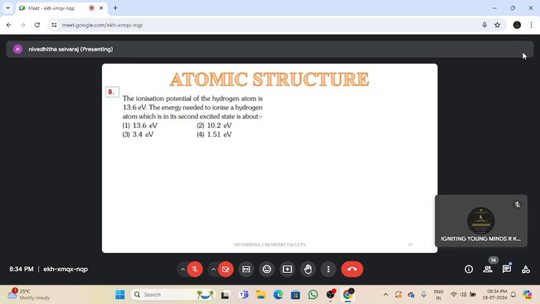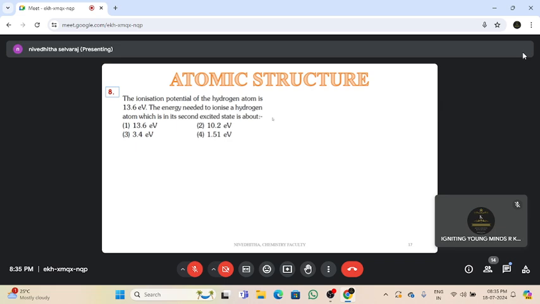Okay. How about this question? This is also very easy. The ionization potential of the hydrogen atom is 13.6 electron volt. The energy needed to ionize a hydrogen atom, which is in its second excited state, is about dash. They're asking us to calculate the energy to ionize the hydrogen atom if the electron is present in the second excited state.